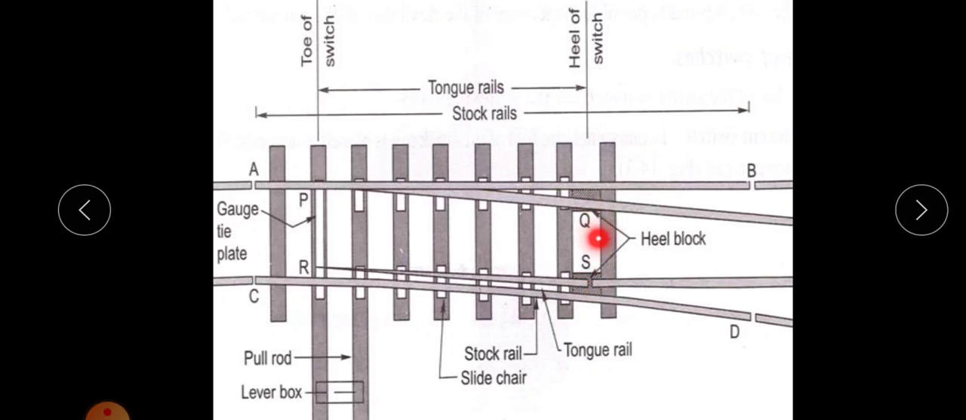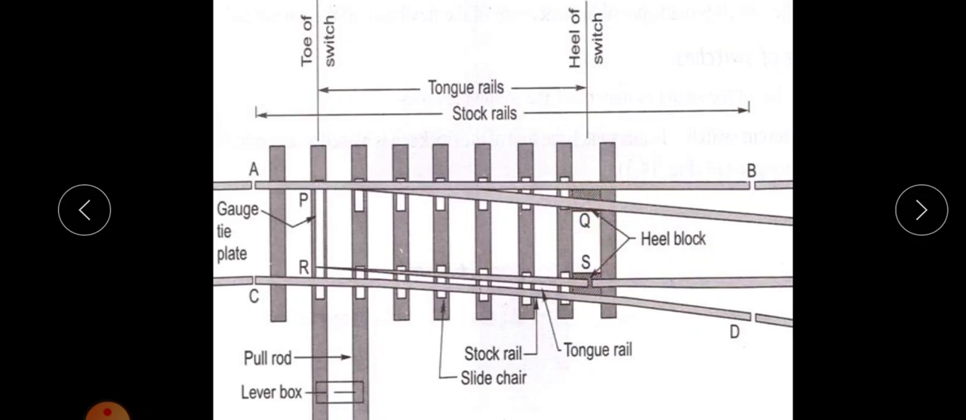This is the heel block, and it will hold the heel of the tongue rail at the standard clearance or distance from the stock rail. That is, in order to have a standard clearance, there should be some clearance between the stock rail and tongue rail. So for that we are providing a heel block here.